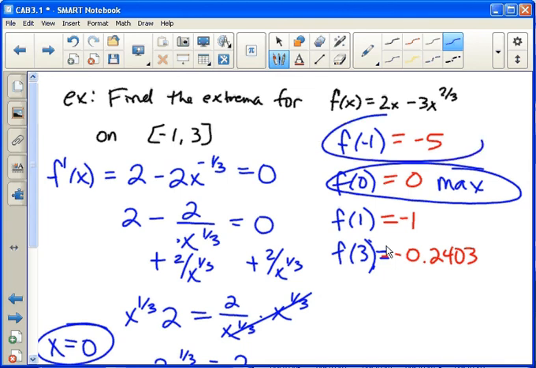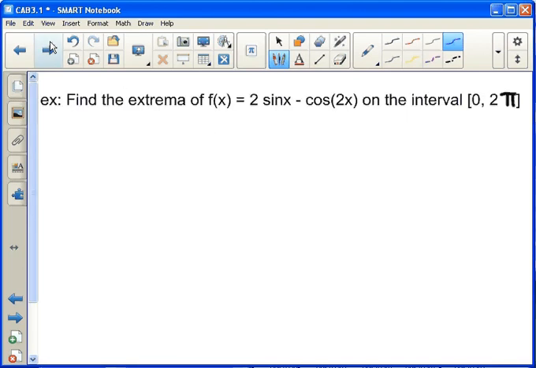Okay, last example. Find the extrema of f of x equals 2 sine x minus cosine of 2x on the interval 0 to 2 pi. Alright, so we need to find the max and the min of this equation on the interval 0 to 2 pi. So we first need to find out where this equation, its derivative, equals 0 or doesn't exist.